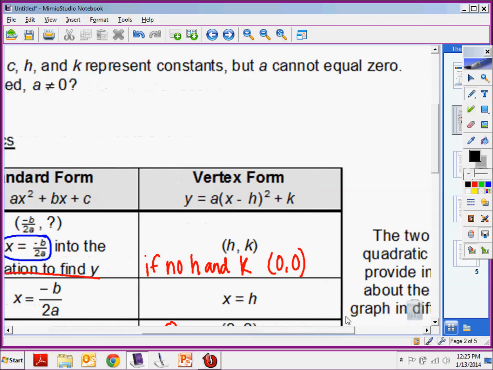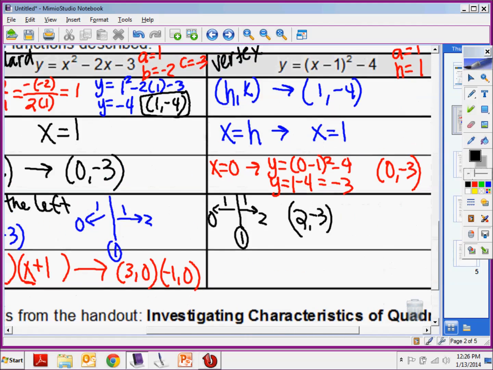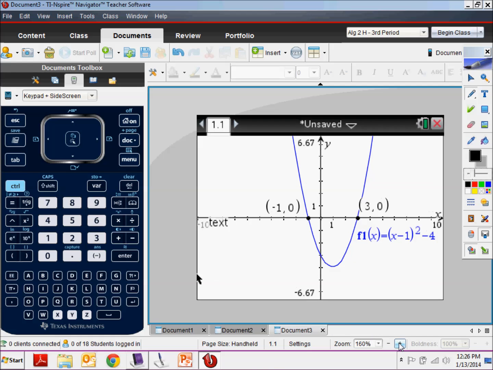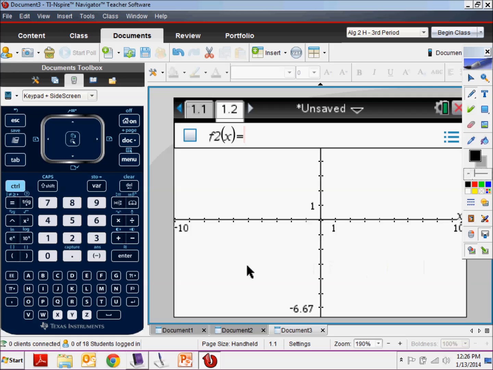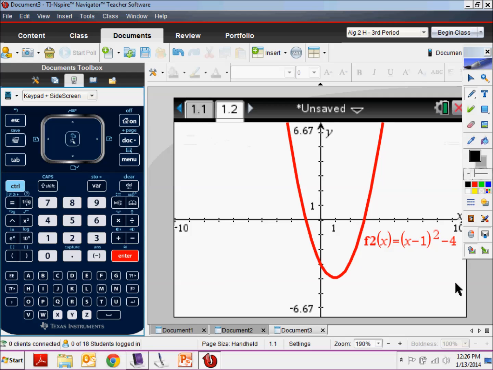All right, so let's do the calculator. With the calculator, all we have to do is press what? Menu 6 1. Okay, so you put it in the calculator. Notice I have it in the calculator. I went home, pulled a graph page, and I typed in the equation. So I typed in parentheses x minus 1 squared minus 4. I hit enter, and there's my function.